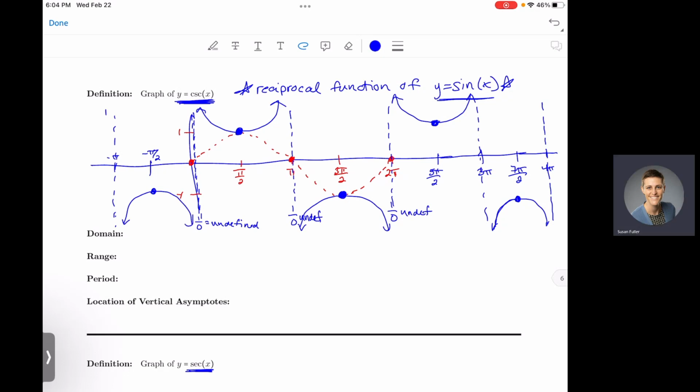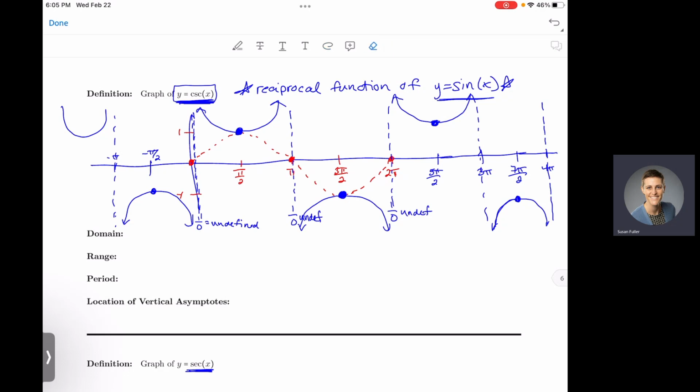And we'll just keep going. So this one would open up and then it would open down and it would just keep going like this. So this blue one is what the graph of y equals cosecant of x looks like.